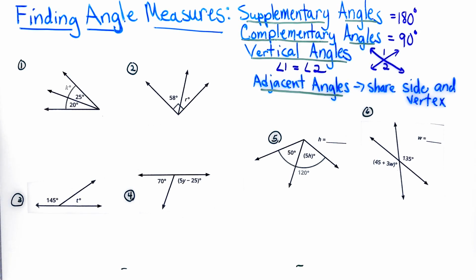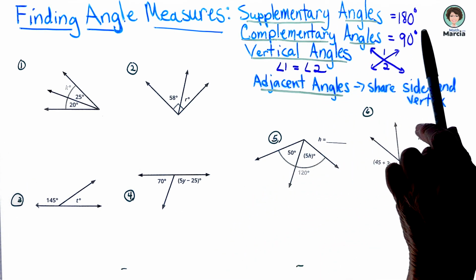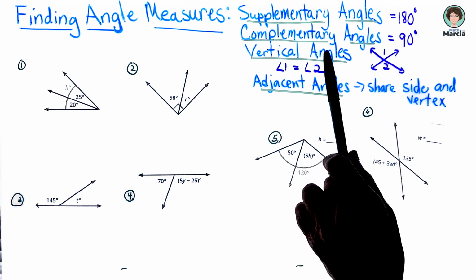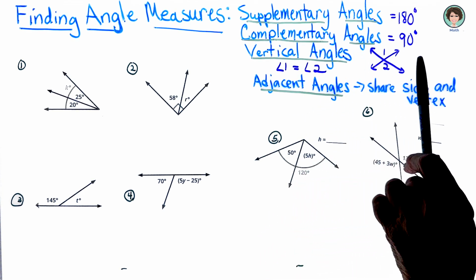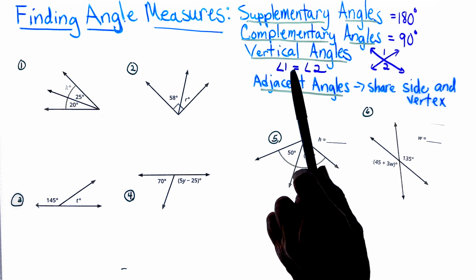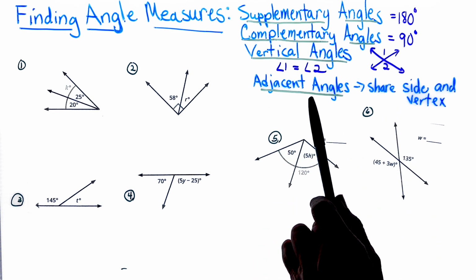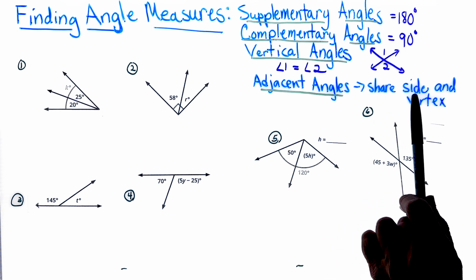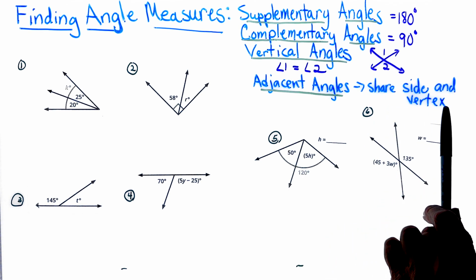In this lesson, we will be finding angle measures. And we're going to be dealing with supplementary angles. Remember, they add up to 180. Complementary angles are 90 degrees. Vertical angles are across from each other, and they're equal. And adjacent angles just share a side and a vertex.